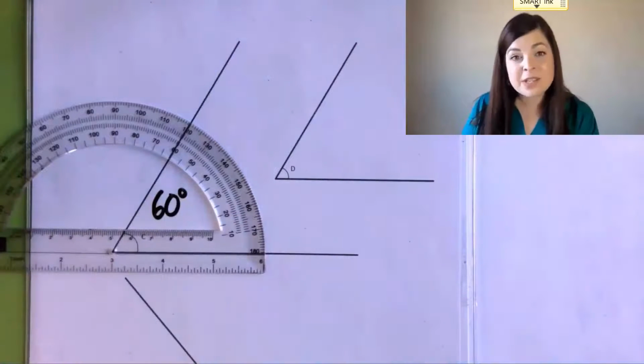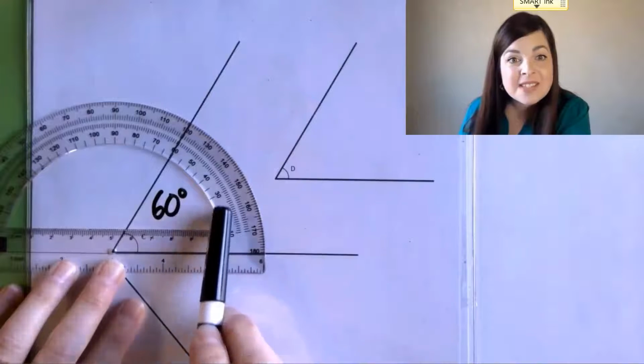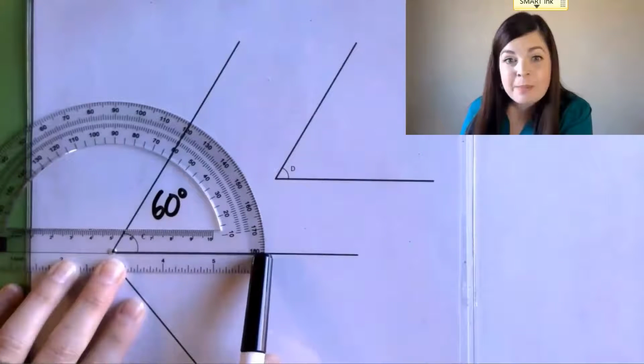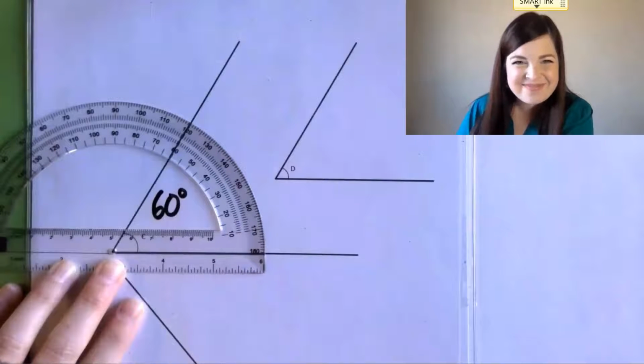We could also know, because remember, we count up from the side of the angle that touches 0. So we would count up from this side. If we were reading 120 degrees, then that would mean we counted backwards from 180. And that doesn't make sense.